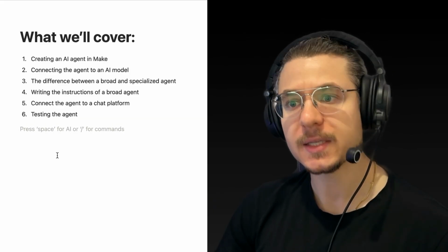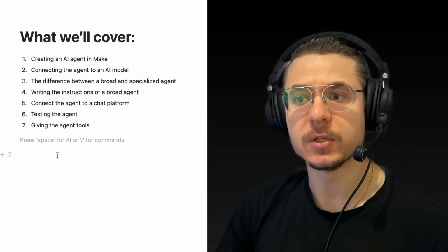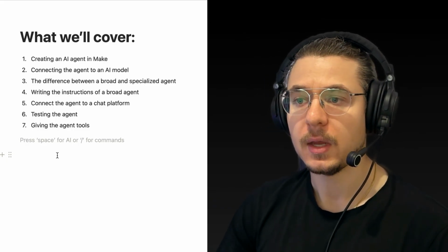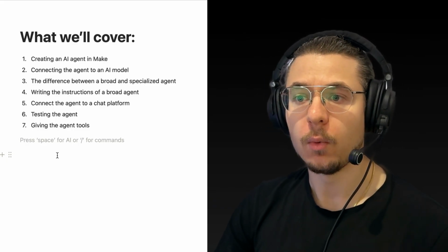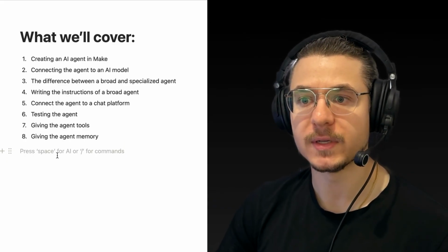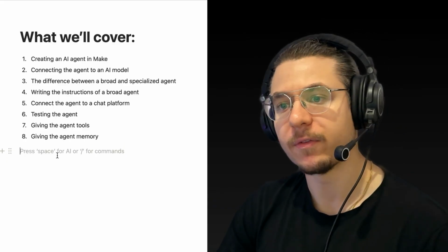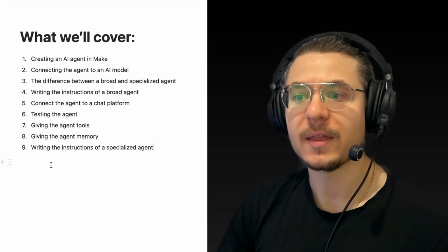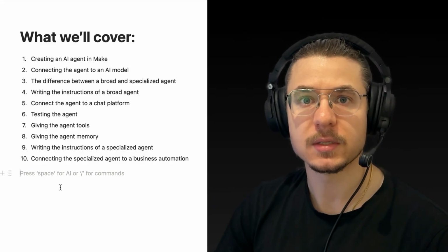We will do some testing, then enhance that agent's utility by giving it some tools so it can actually do things in different platforms. We will then enable that agent to have memory so it can retain the context of a conversation and continue where it left off. We will then build a specialized agent and connect that specialized agent to a business automation. So it is a long video, but I aim to cover everything that you'll need to get started.